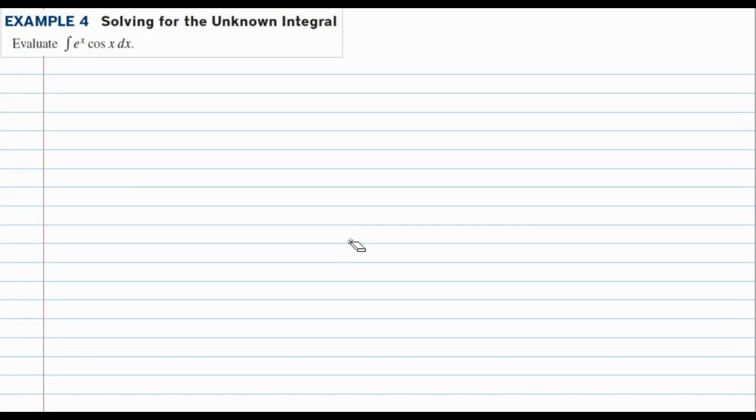This is the screencast for section 6.3, example 4, solving for the unknown integral. As you can see, this integral, the integral of e to the x cosine of x dx, is definitely a product of two functions of x, but e to the x, if you take its derivative, has a repetitive pattern. It's just e to the x, and then take the derivative, it's e to the x, and then take the derivative, it's e to the x. Nothing is going to diminish to make the integral part of integration by parts easier.